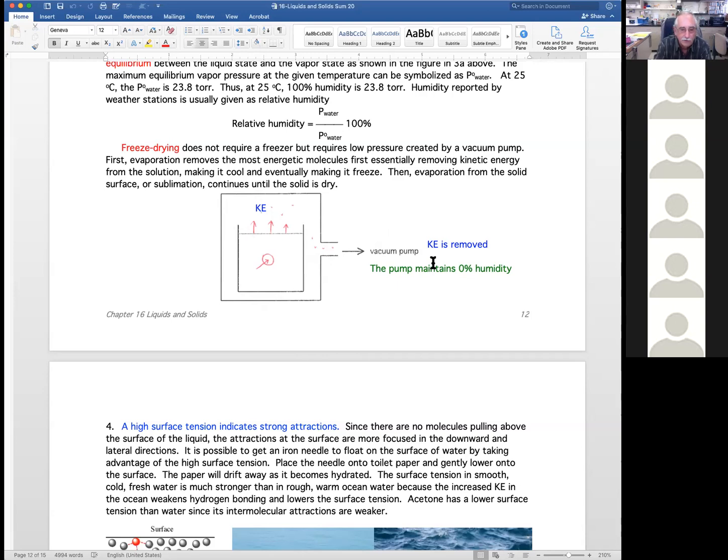So what would happen if you're in outer space and it's cold and there's pretty much zero atmosphere? Just like you're going to step right into a vacuum pump. You'll be dehydrated and frozen and sublimed in a few seconds.